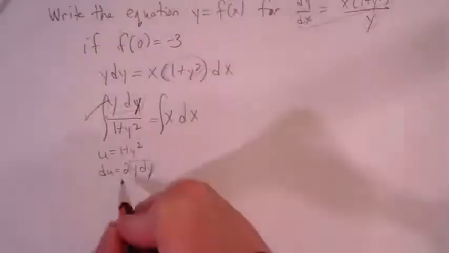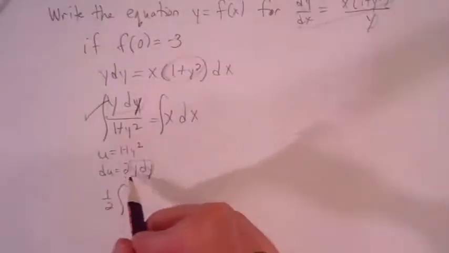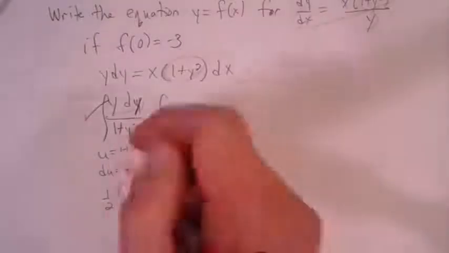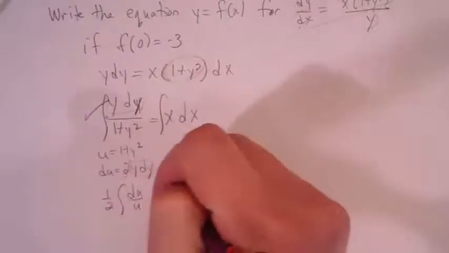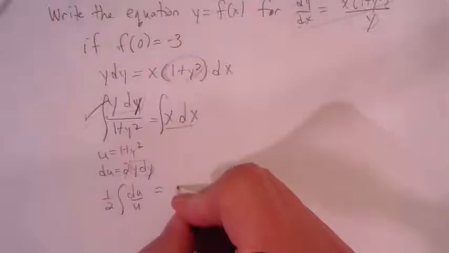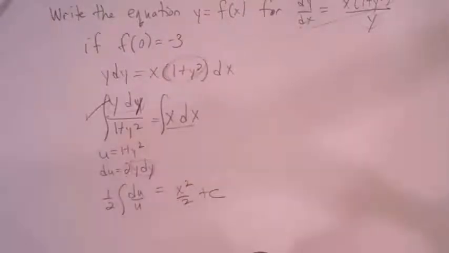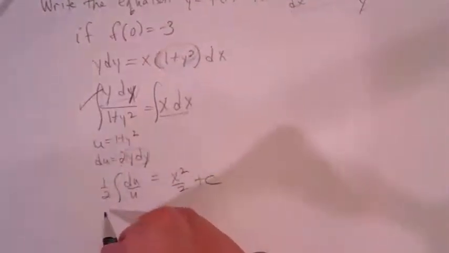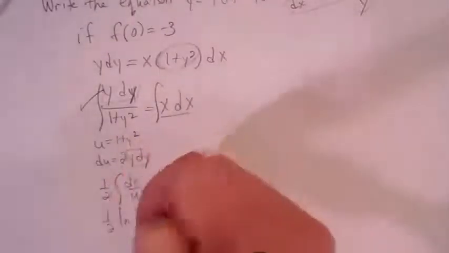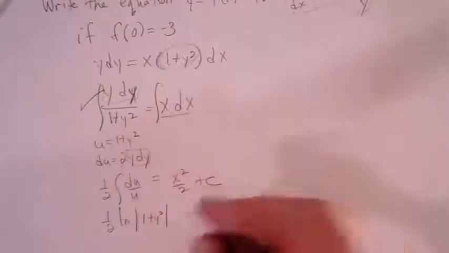We do need to put a 1/2 out front because that 2 constant that showed up is not part of the original problem. The 1/2 will equalize that. We've got du over u then, just like our previous example. On this integral, though, that's a little more happy and familiar. That's just a power rule, x squared over 2 plus constant. That means this is going to be 1/2 natural log of u, which I'm just going to call 1 plus y squared.